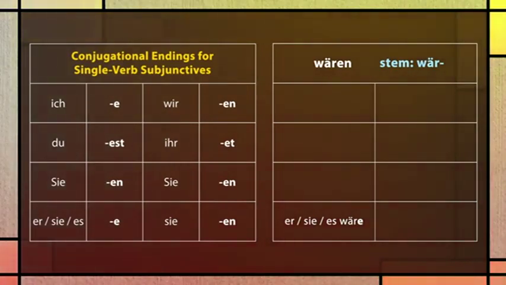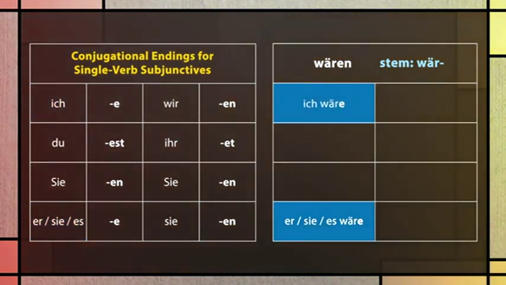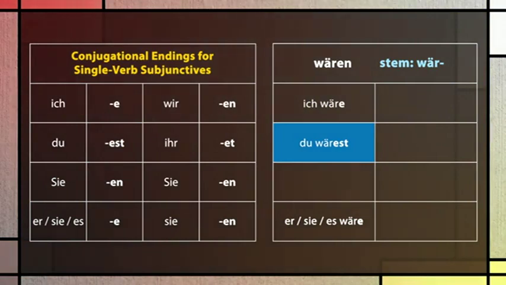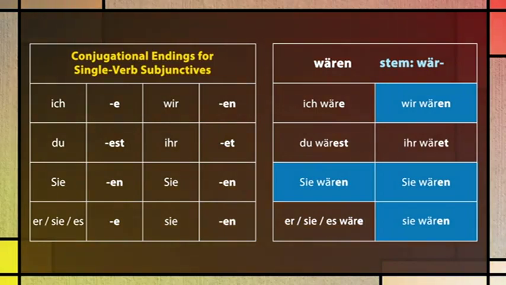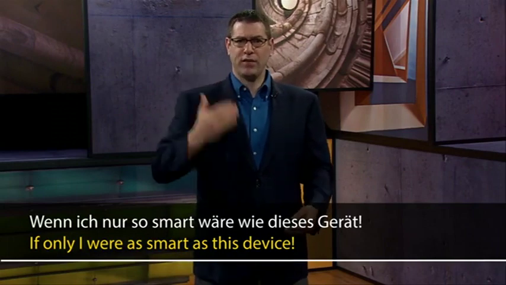We'll use these endings to conjugate the subjunctive form of the verb sein. Are you ready? For the first person singular ich and for the third person singular sie/es pronouns, we add an e. Ich wäre, sie/es wäre. For second person singular du, we add est. Du wärest. For second person plural ihr, we add et. Ihr wäret. And for all other pronouns, sie and wir, the conjugational ending is en. Sie wären, wir wären. This, then, is how Ralph constructs his wishful wenn nur utterance as follows. "Wenn ich nur so smart wäre wie dieses Gerät."